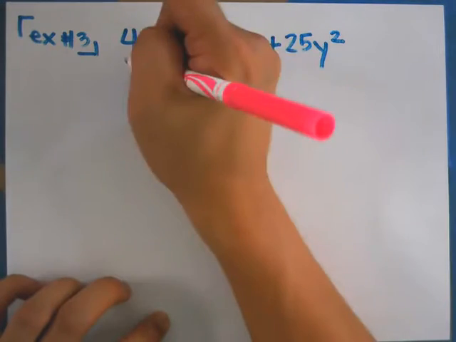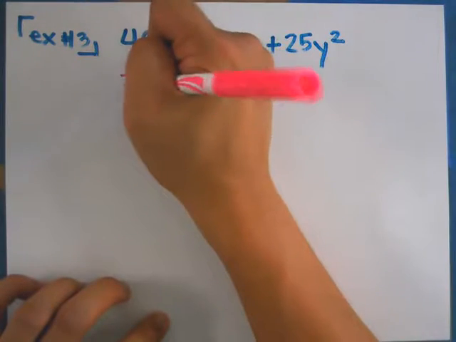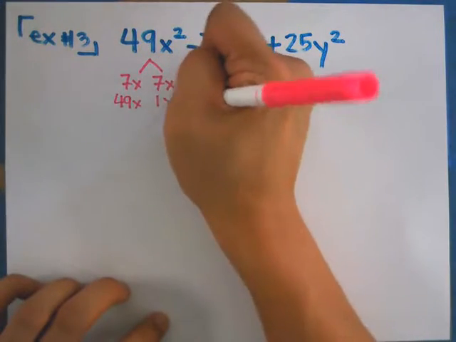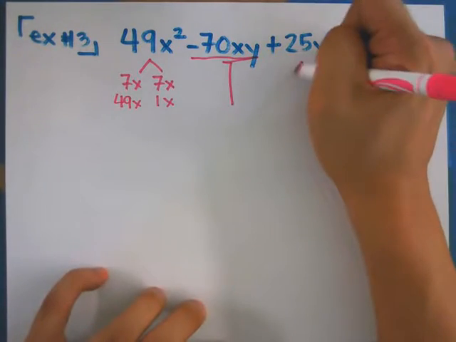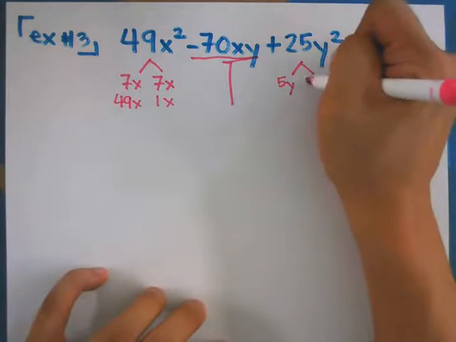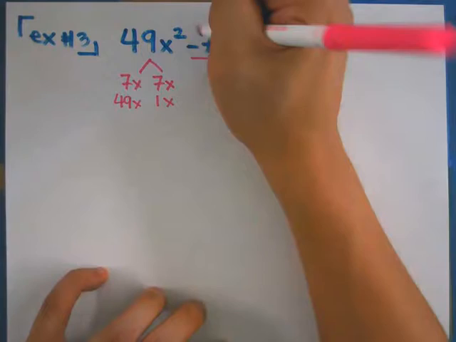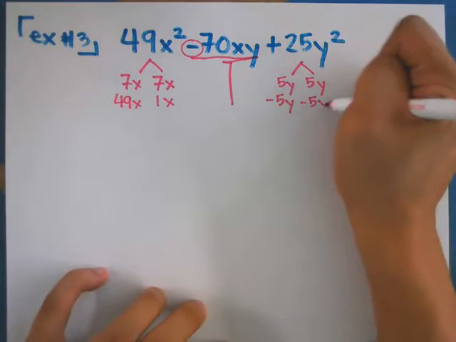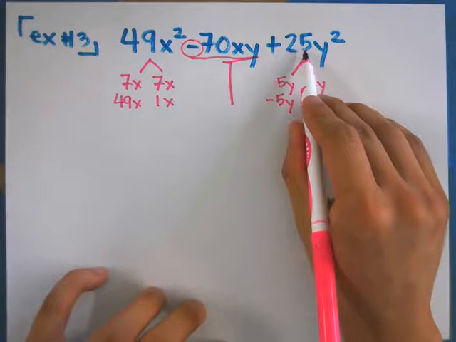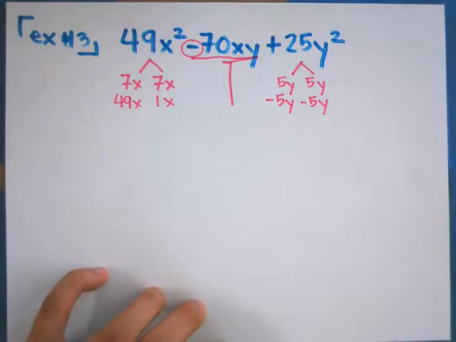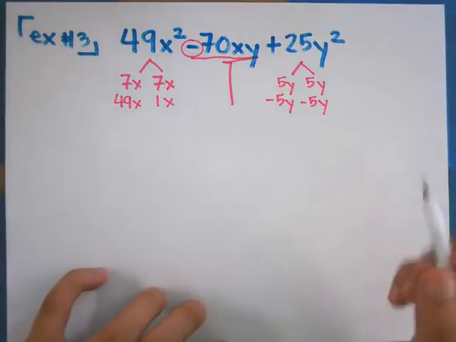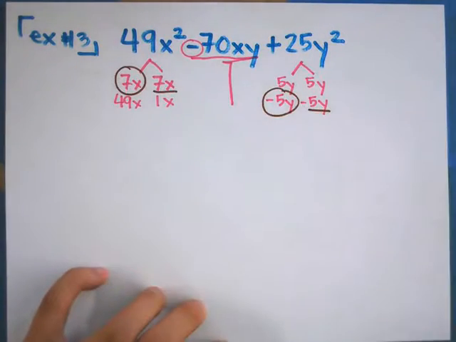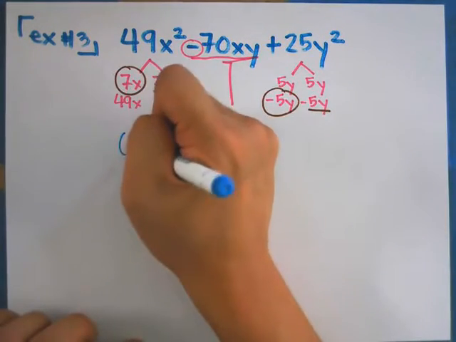49x squared, we can do 49 and 1. Sometimes I already think 7x and 7x, okay? Okay, 25y squared, for me, I immediately think 5y and 5y, but because we want a -70xy, maybe -5y times -5y will be better to make that 25y squared, okay? And so the pair that will work is the 7x should go with the negatives. All right, let's try this one out.